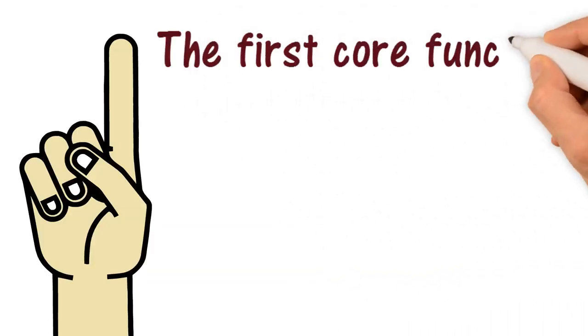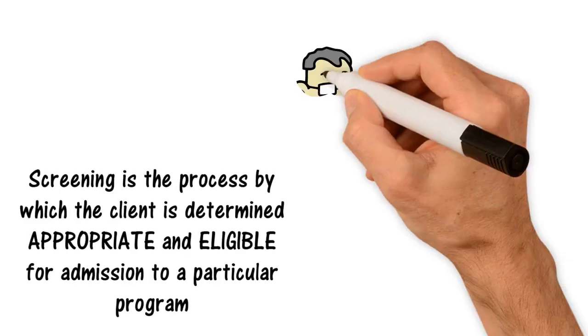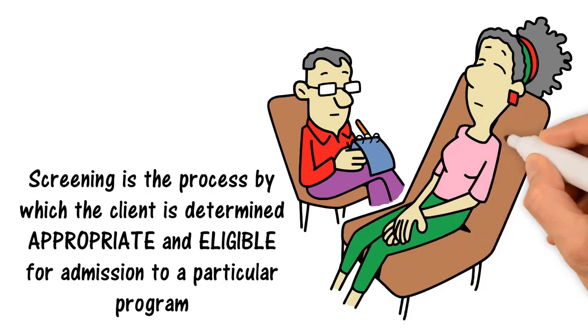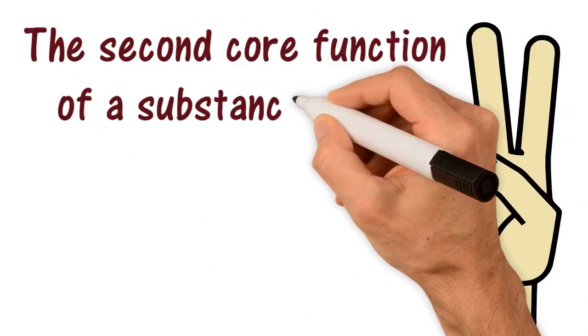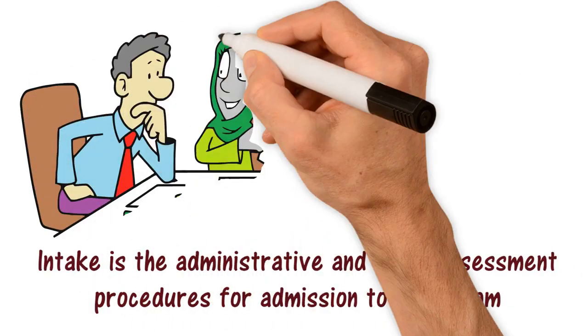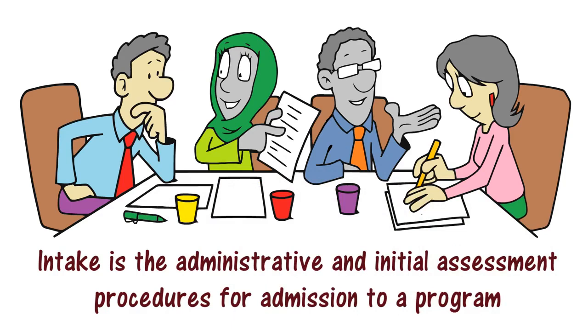The first core function of a substance abuse counselor is screening. Screening is the process by which the client is determined appropriate and eligible for admission to a particular program. The second core function of a substance abuse counselor is intake. Intake is the administrative and initial assessment procedures for admission to a program.